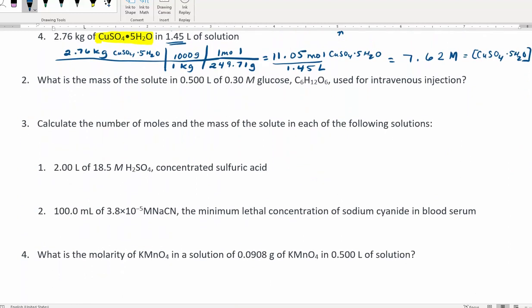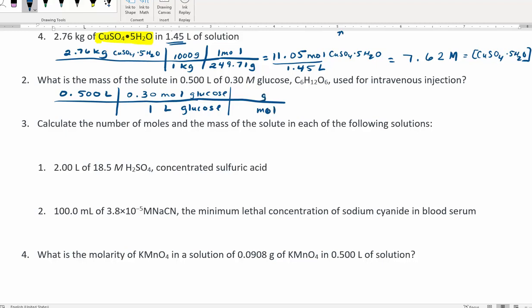So what is the mass of the solute in half a liter of a 0.3 molar glucose solution used for IV injection? Well, we're going to start with the volume here. So 0.500 liters of solution, and then we're going to use molarity as a conversion factor because what that says is there are 0.30 moles of glucose for every 1 liter of glucose solution. Now, it specifically asked for mass. Mass is not moles. Mass is going to be grams.